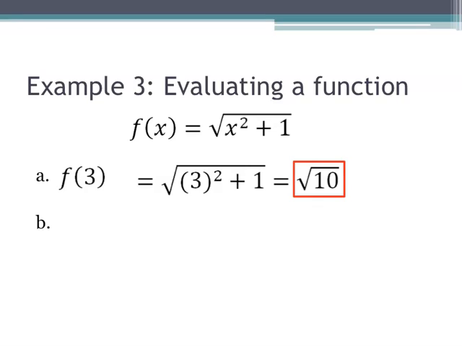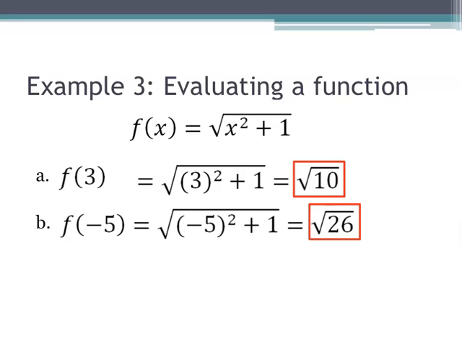Let's do the same with f of negative 5. So we plug negative 5 in. Make sure you put negative 5 in parentheses before you square it. Once you square it, it becomes positive 25, and then you add 1 to that, and we get square root of 26. Okay, the next thing we're going to talk about is the difference quotient.